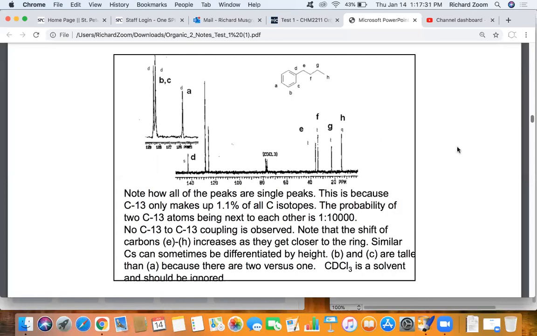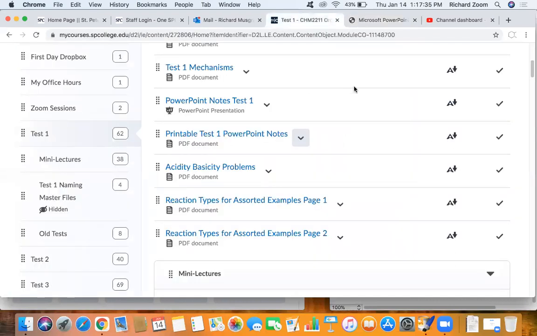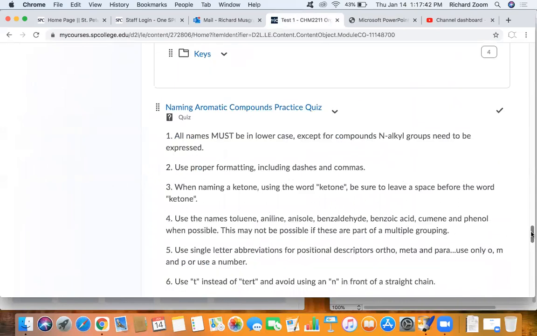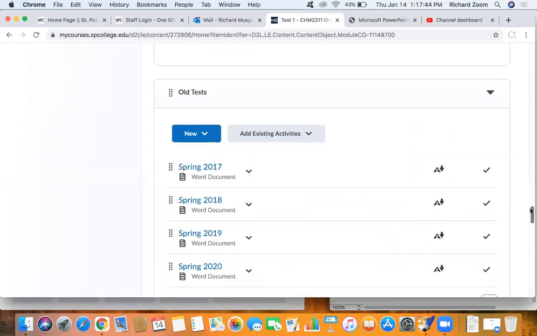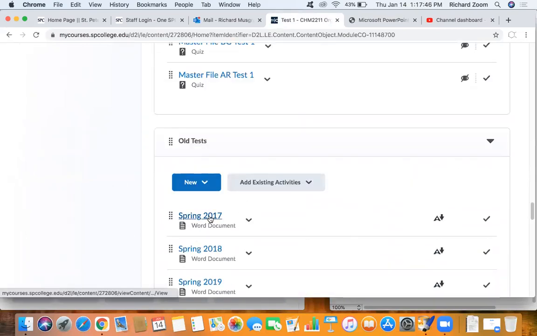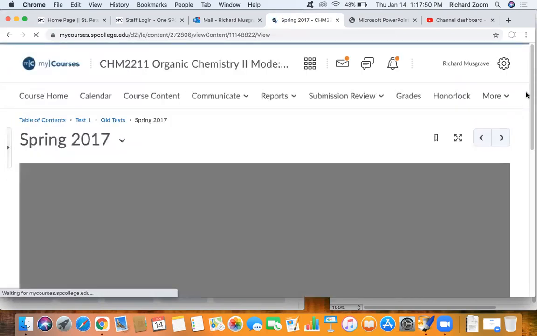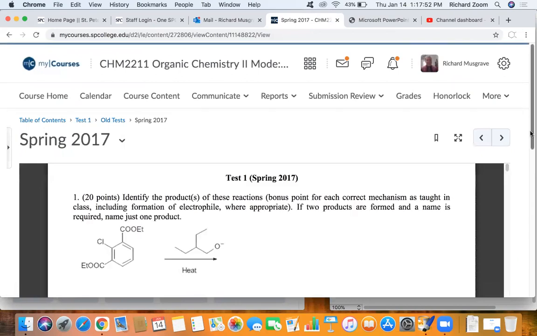You don't have to memorize that because it's actually on the chart that you get with the test. So I'll just pull that up again.